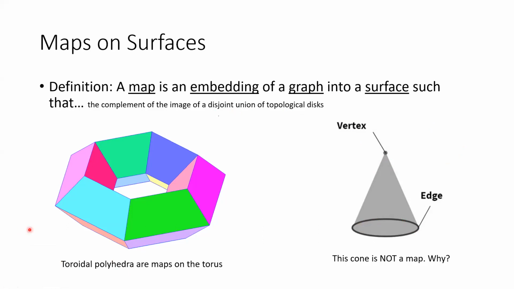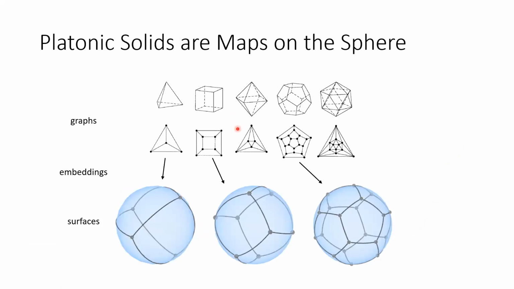Okay, so we have the notion of maps, and now Platonic solids are maps on the sphere. Platonic solids have an underlying graph. For example, the tetrahedron has this graph with 4 vertices and however many edges. And then you can embed these graphs into the sphere, and that will be an example of a map. Each of the connected components of the complement of the image consists of topological disks. So in that sense, Platonic solids are maps in the sphere.